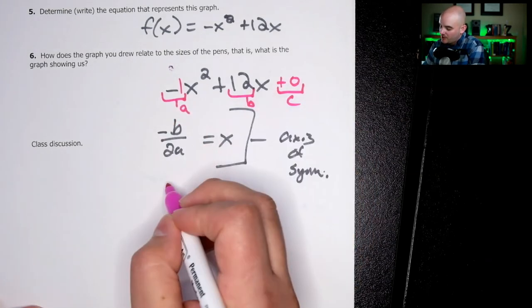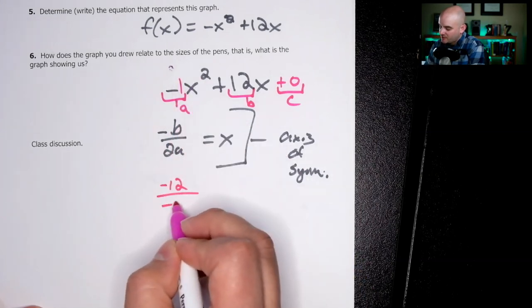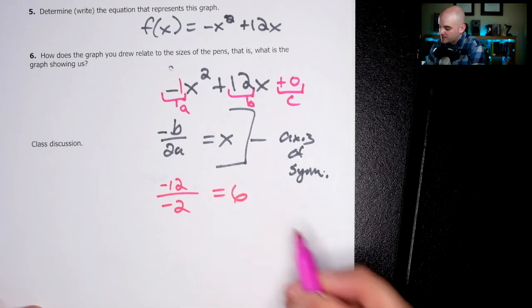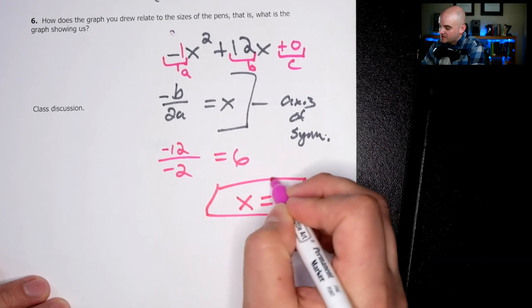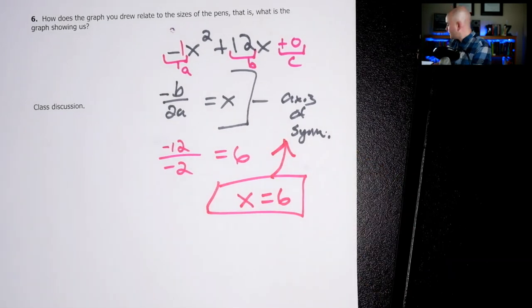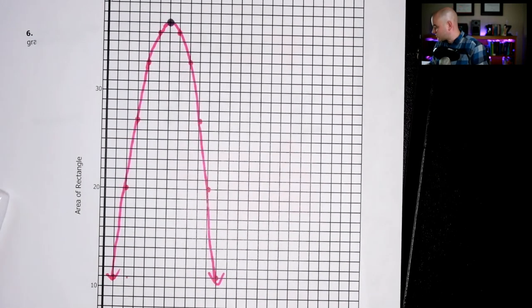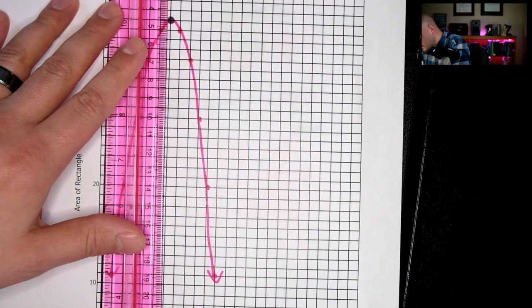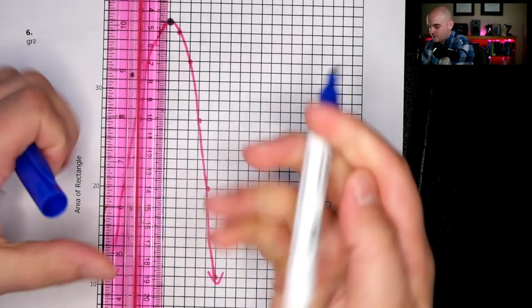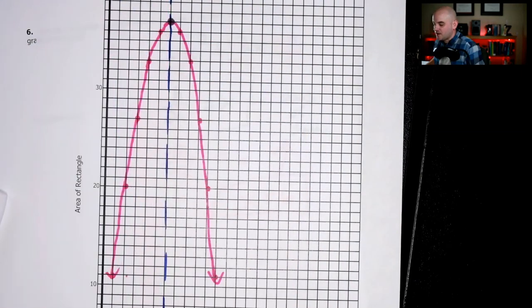Well, negative B is going to give me negative 12. And then 2 times A is going to give me negative 2. And this equals 6. So x equals 6. That is my axis of symmetry. And if we look at the graph that we just made, notice the axis of symmetry, let's draw our nice straight line right here on it, is going to be at 6. Boom. There it is at 6.